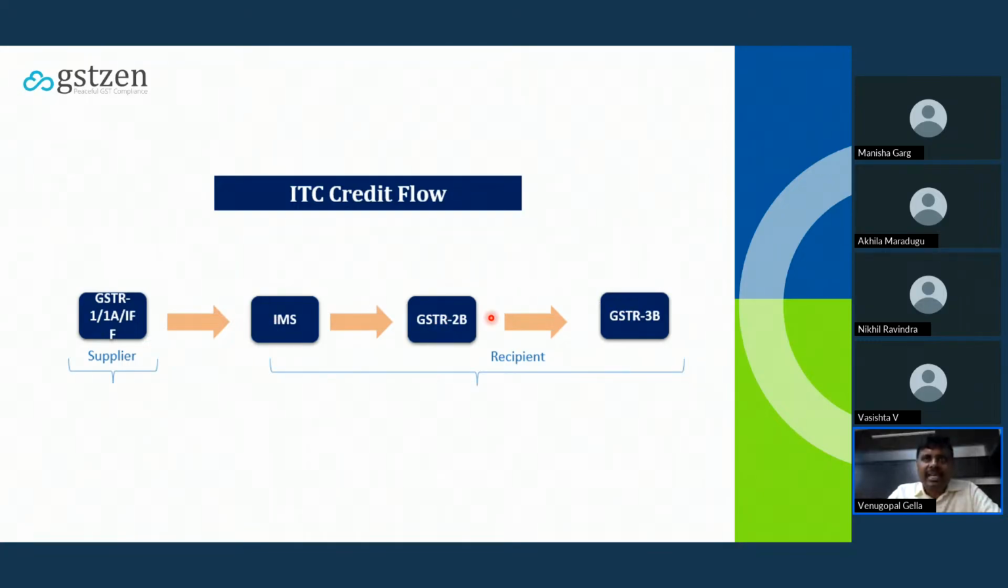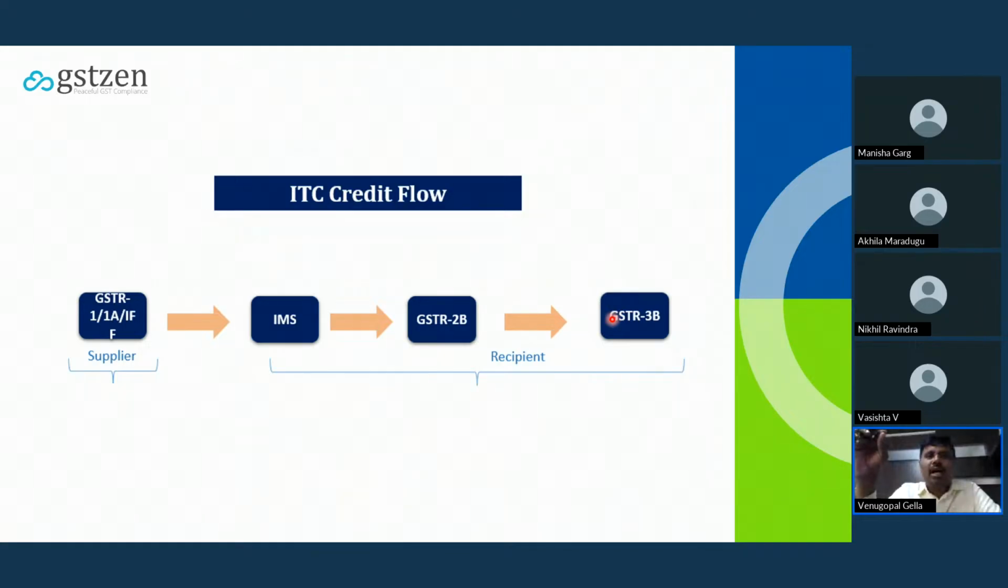Whatever is coming to 2B will be going to 3B. Now the credit going to 3B is necessarily to be availed. Now utilization and reversal are left to you. That means eligible, ineligible credits, all the credits have to be reported in 4A5. Of the credits, you have to choose how much you want to avail. Only that should go to 4C. The table 4 I'm talking about is in 3B.